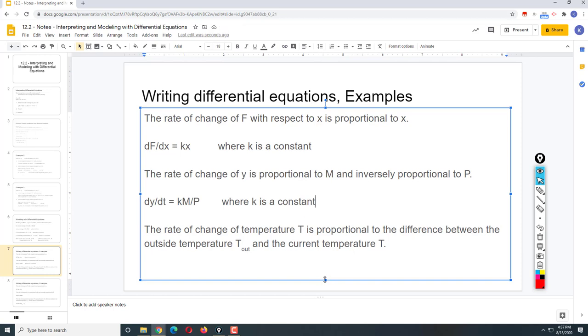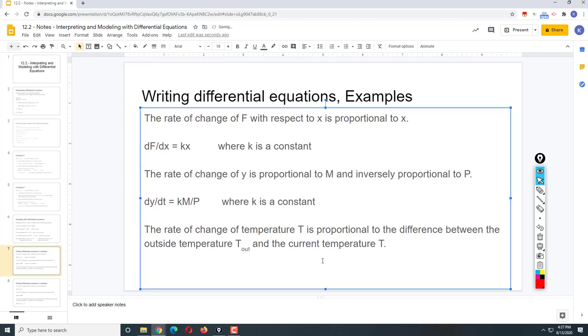Finally, the rate of change of temperature big T is proportional to the difference between the outside temperature T out and the current temperature T. So the rate of change of temperature big T, that's d big T divided by d little t, is proportional to, so it's equal to k times something, the difference between T out and T. So it's k times T out minus T. So our differential equation looks like d big T over d little t equals k times big T out minus big T. That's it.